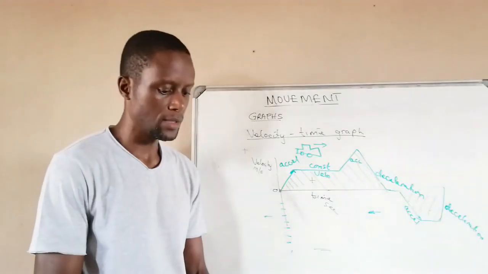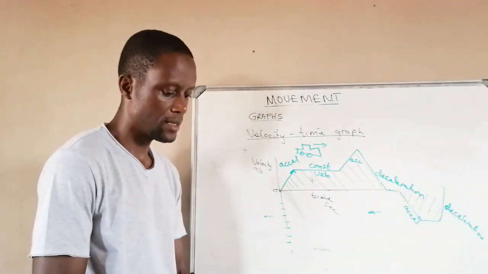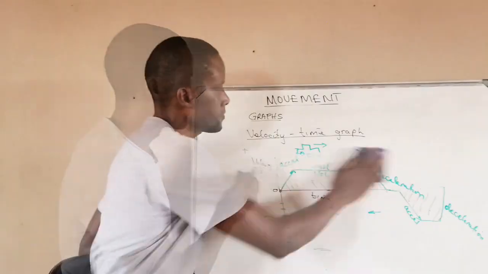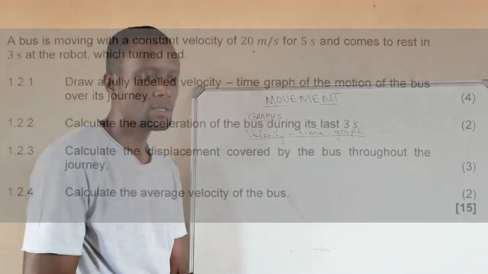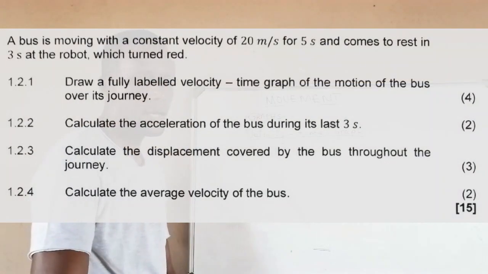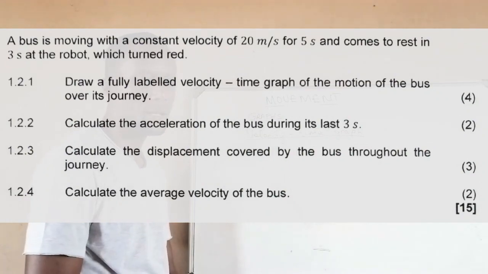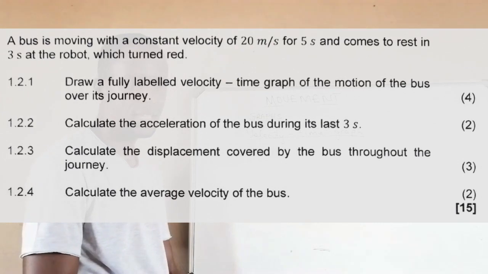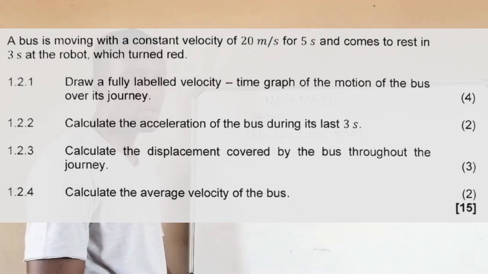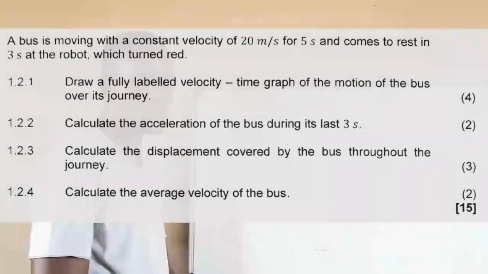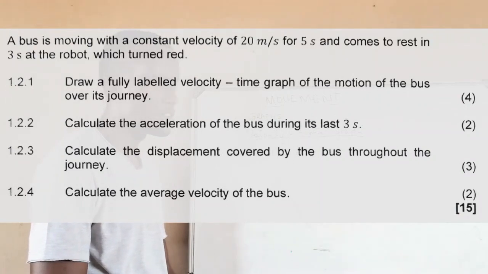Let's look at the question that might help us understand this in detail. Alright, so here's the question. It says a bus is moving with a constant velocity of 20 meters per second for 5 seconds and then comes to rest in 3 seconds at the robot which turned red. Draw a fully labeled velocity time graph of the motion of the bus over this journey.